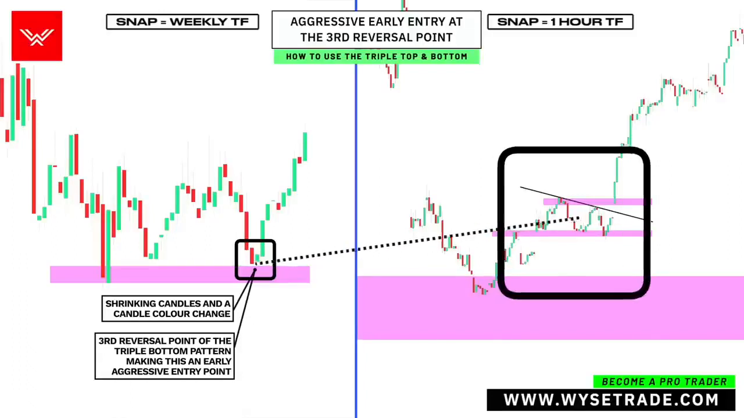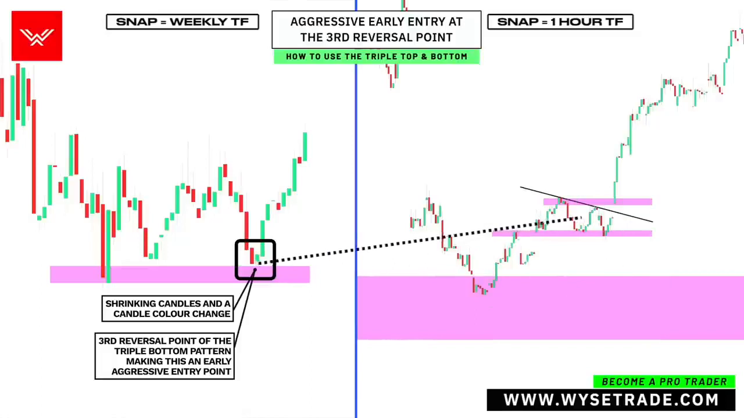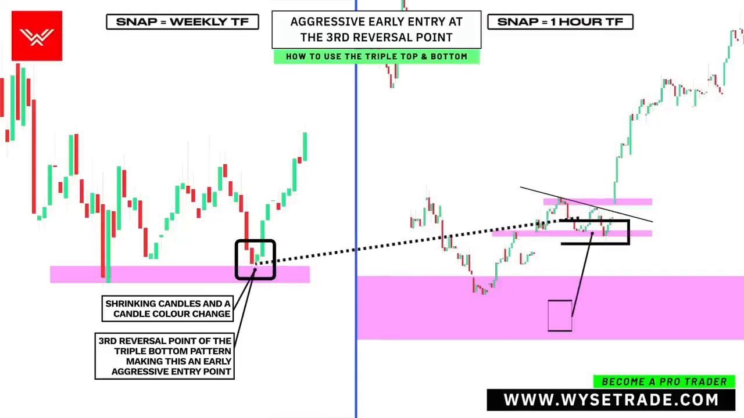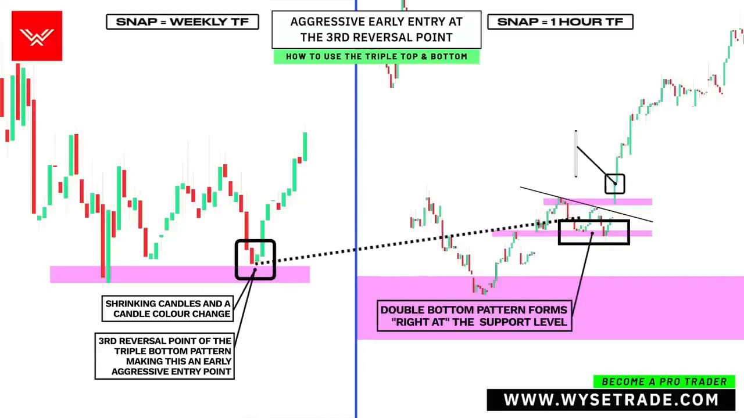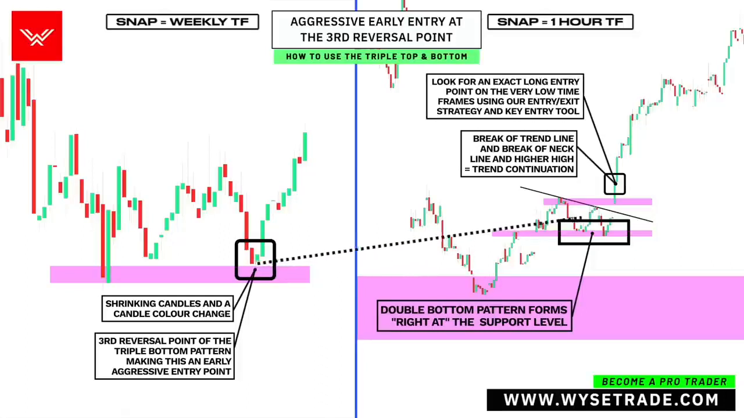When you look inside of the third reversal point, but on the 1 hour time frame on the right, you had a trend change pattern through the higher low and higher high, and through the double bottom pattern at support, followed by a break of trend line or break of neckline and higher high. This is then when you would go to the even lower intraday timeframes to find an exact entry point, using our entry and exit strategy and key tool.